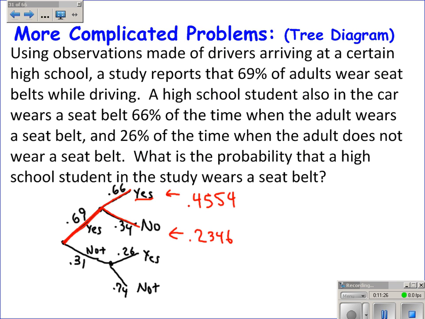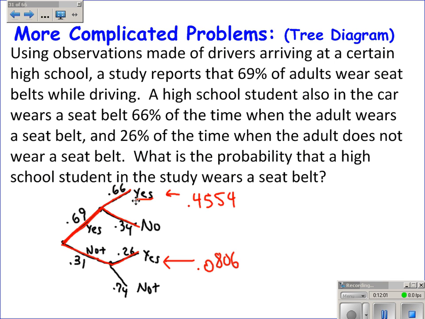Now you could do that for each one. I'm only doing the ones that are useful to us, which, by the way, this one is not useful to us, but I wanted to show you how to do it. So these two cases where students are wearing seatbelts are the ones that are important for us in this problem. So this one is 0.31 times 0.26, and I get 0.0806.